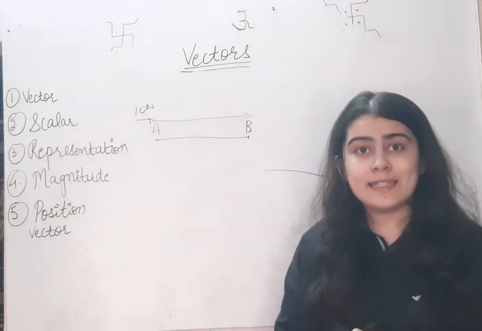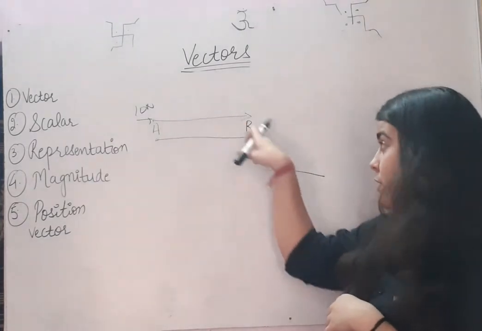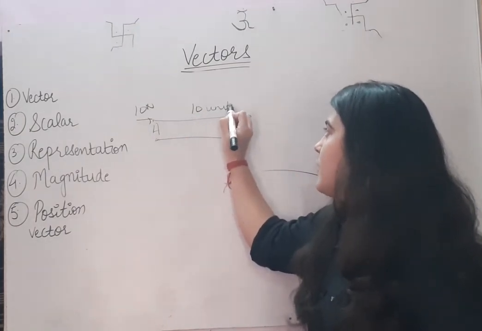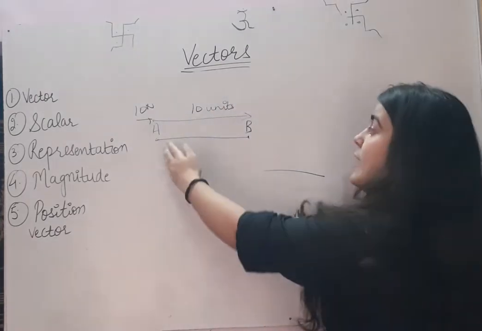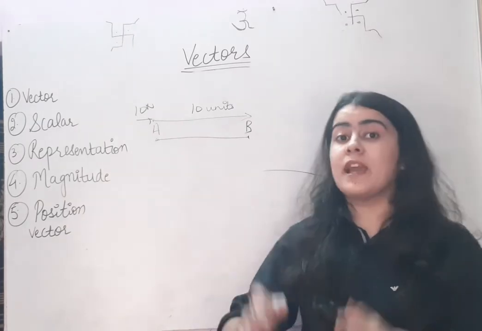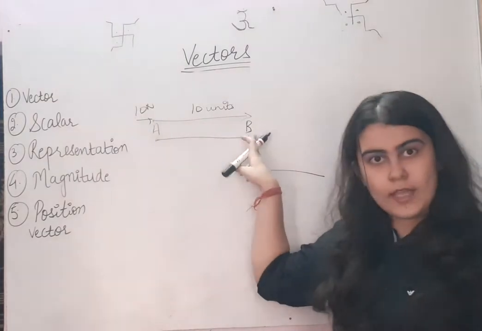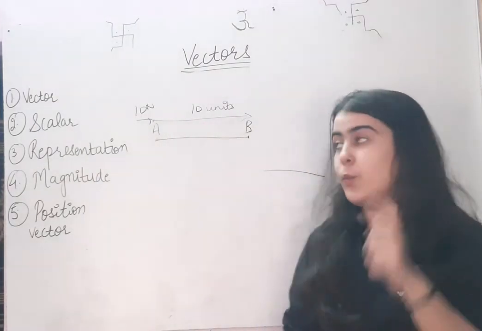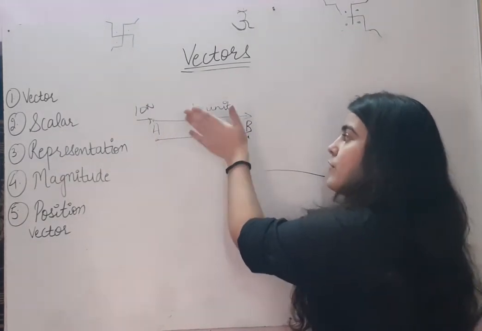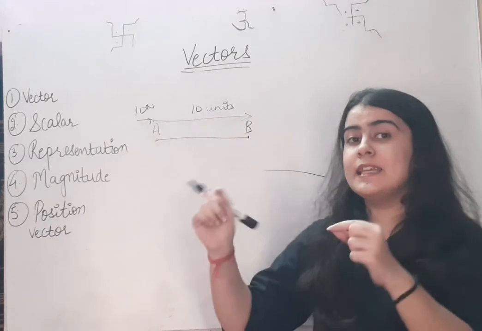So now I will say that when I applied 10 newtons of force and the marker moved from here to here, this length will be 10 units in this direction, sorry, 10 units in the right direction, right? So now it becomes a vector quantity. I applied a force of 10 newtons in the right direction, so the length or the magnitude of this vector will be 10 units and in the right direction.